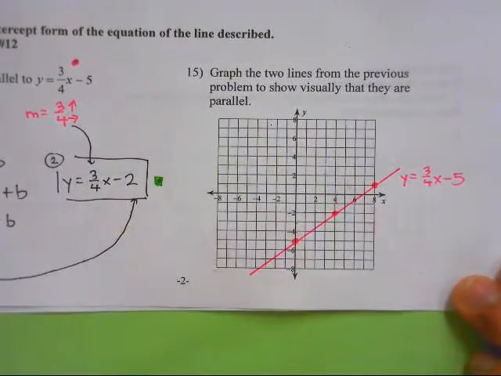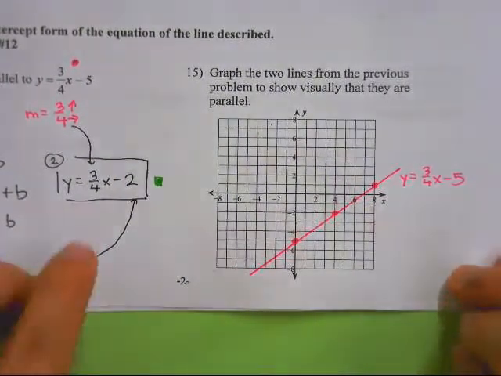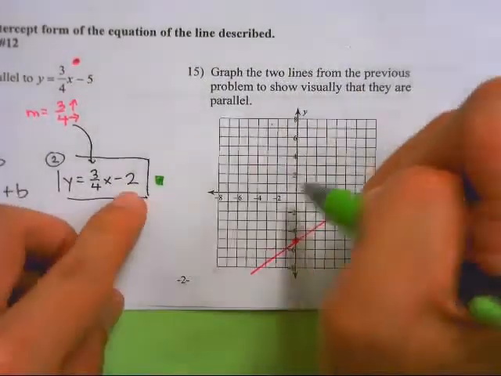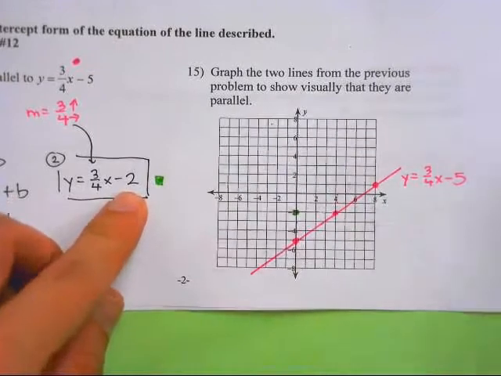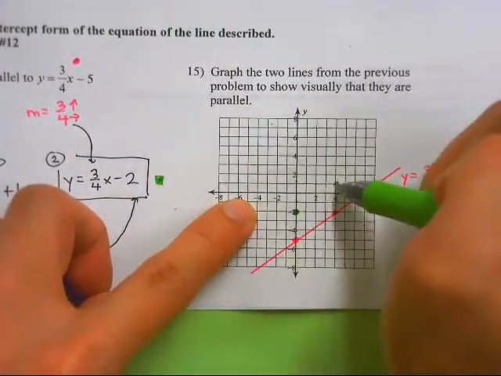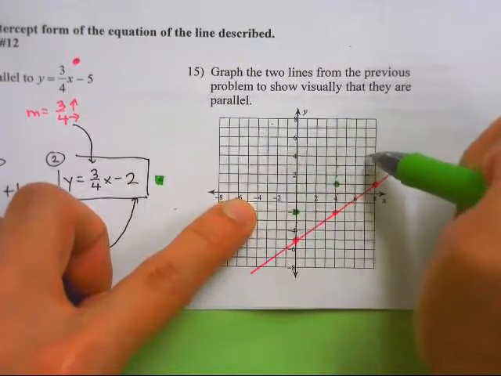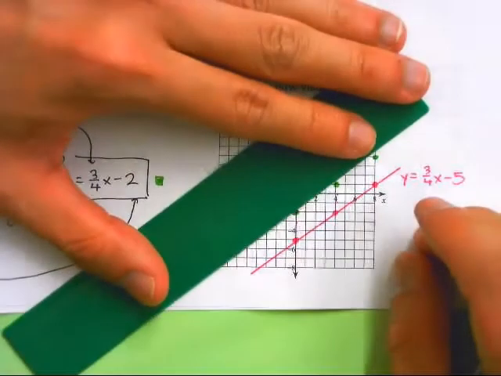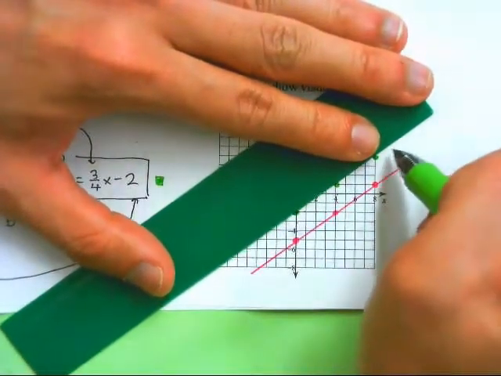And then the answer that we had, the 3/4 x minus 2, let me graph that right now in light green, neon green. I'm going to start at -2, and it's the same slope, 3 up, 4 to the right. And if done correctly, your lines should not be intersecting.